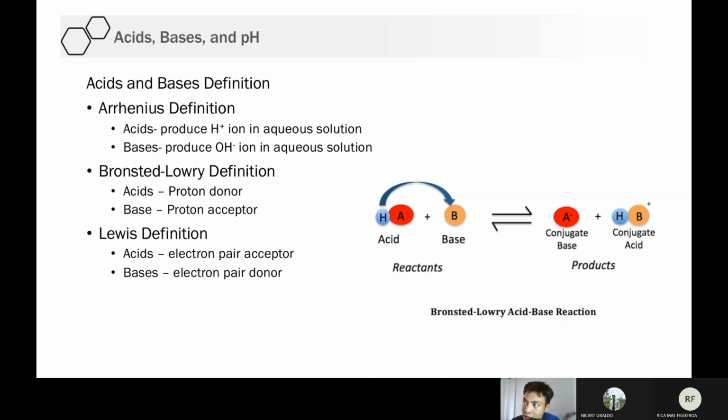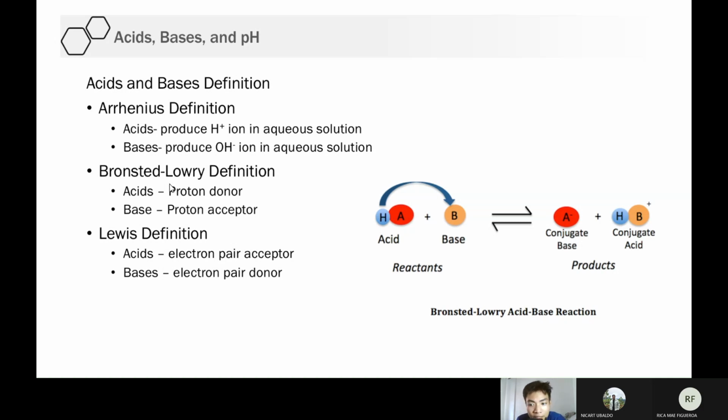Other definition is the Lewis definition. Okay, so according to Lewis, acids are those who accept electron pairs and bases are those who donate electron pairs. Sa inorganic chem na yan madalas. Okay? So for now, ito yung gagamitin natin.